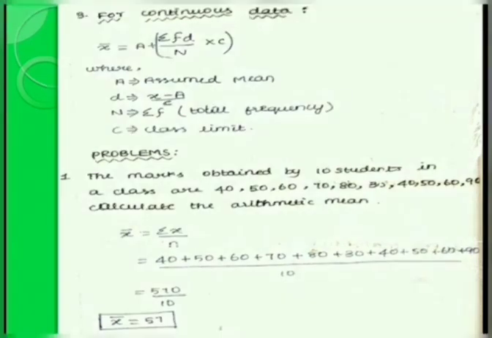The marks obtained by 10 students in a class are given below. Calculate the arithmetic mean. In this question, we have individual observations, so we have to use the raw data formula, which is x bar is equal to summation x divided by n. The given data are our x values. So we have to find the sum of x, which means we have to add all the data. So we will get 570 divided by n, where n is the total number of students, which is 10. So n is equal to 10. So 570 divided by 10 is 57. So our arithmetic mean is 57.